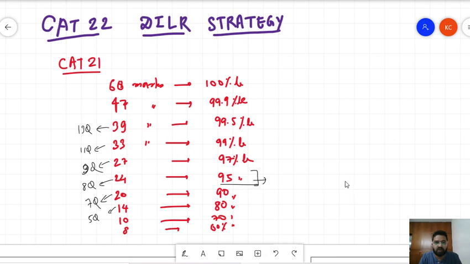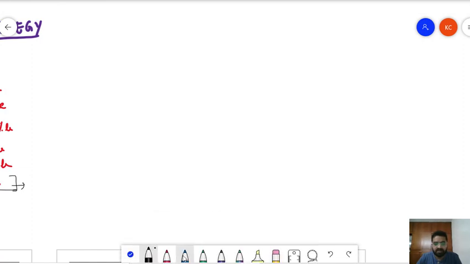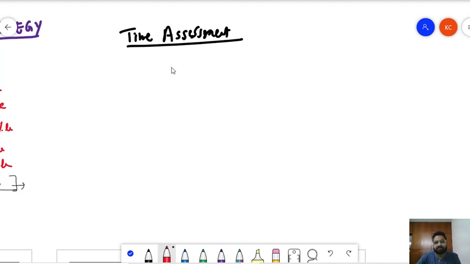So now let's understand how we will utilize our time. What should be the timeline? You have 40 minutes during the exam, so time assessment. You have to give every set a certain time to decide whether you want to attempt it or not. We will discuss why you should be giving that time, to understand whether you want to attempt it or not.